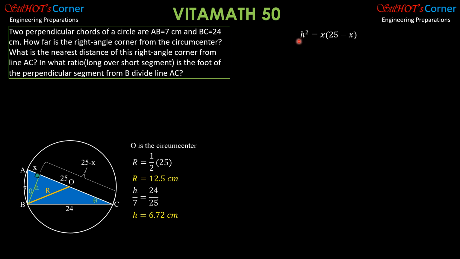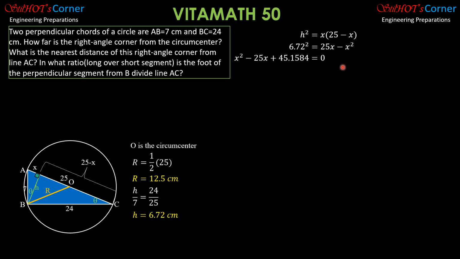Again, adjacent to theta, H as to opposite X equals adjacent to theta in this triangle here, BC to the foot of the perpendicular. So 25 minus X as to H. So you can form this. So 6.72 square is equal to 25x minus x square. Rearranging, x square minus 25x, then plus 45.1584 equals 0.